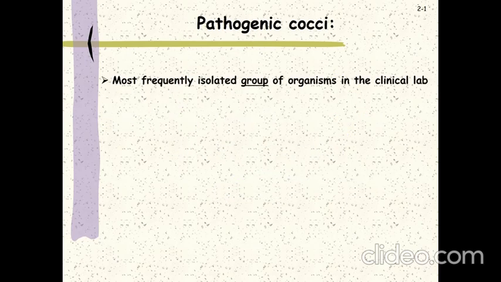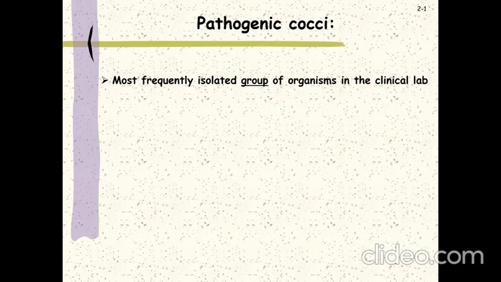Now let's start off with this slide by bringing up this statement here. So pathogenic cocci are the most frequently isolated group of organisms in the clinical lab. The important part of this phrase is group. So the most frequently isolated group.